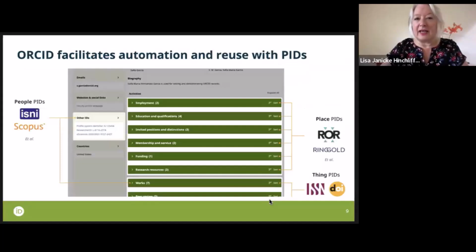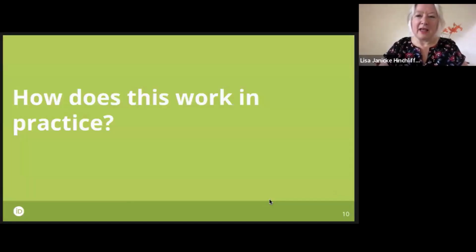Finally, we facilitate automation and reuse with PIDs, and you'll see this in that you can list all the other PIDs that you have as a person, say an ISNI PID, a Scopus PID, etc. And then all of your works will also have PIDs eventually, places, funders, research organizations, DOIs, and the like.